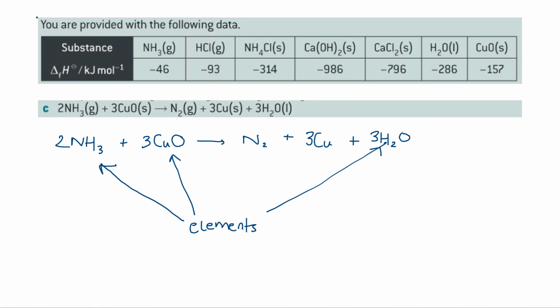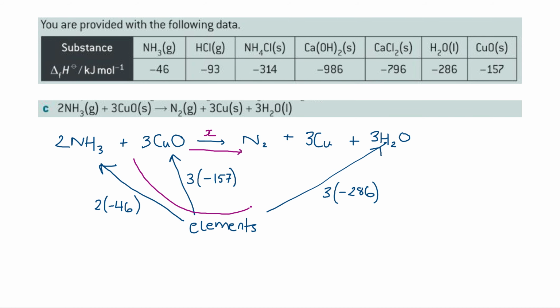Okay, so now again we're just going to plug in our numbers. So the formation of 2 moles of ammonia is 2 lots of -46. Formation of 3 moles of copper oxide is 3 lots of -157. And the formation of 3 moles of water is 3 lots of -286. And again, this is our x, this is our unknown route, so we can't do it directly. So I'm going to go via this indirect route, via the elements, up to my products.